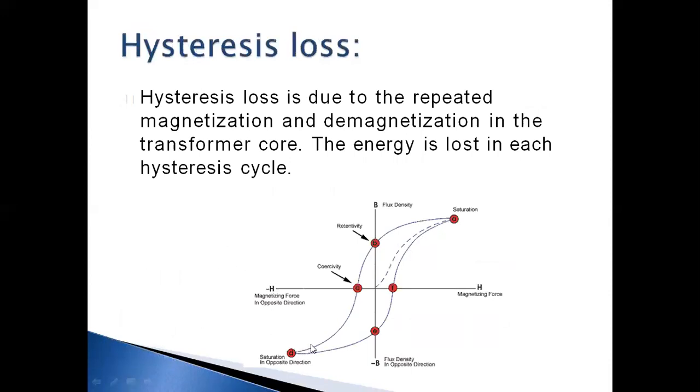Hysteresis loss. This is the hysteresis curve that is already known to us, and this hysteresis loss is due to the repeated magnetization and demagnetization in the transformer core. Energy is lost in each hysteresis cycle. The hysteresis is nothing but the graph that gives us an idea of repeated magnetization and demagnetization in a particular way, which we have already known. Due to this, the energy lost in each hysteresis cycle causes the hysteresis loss.